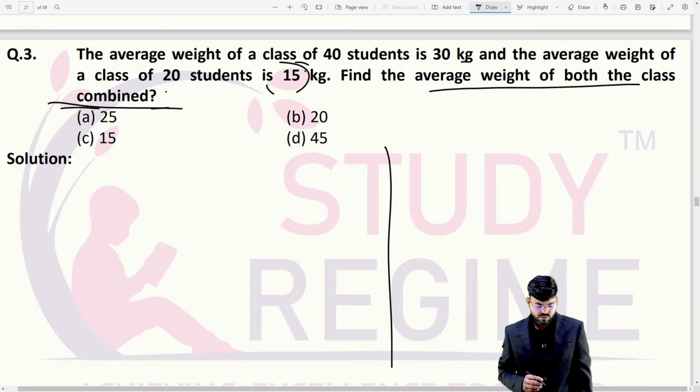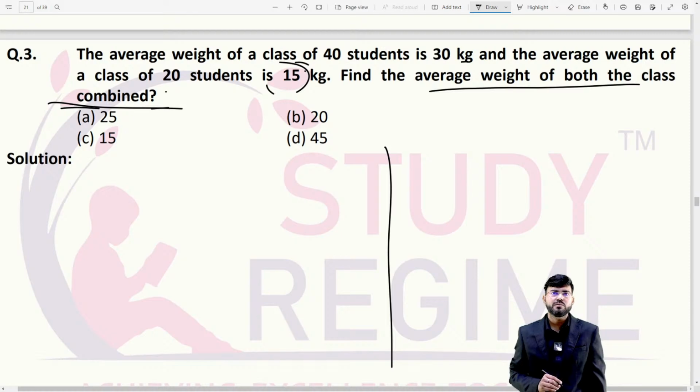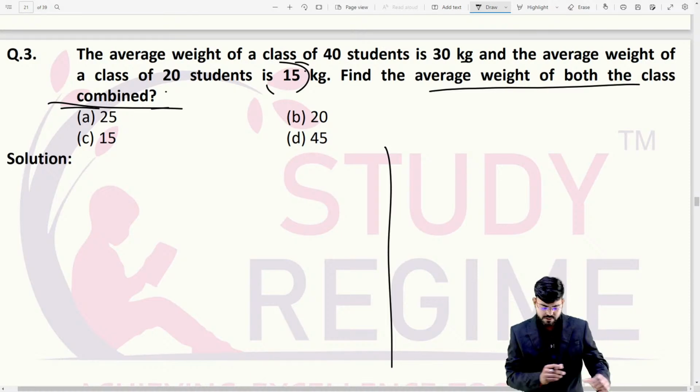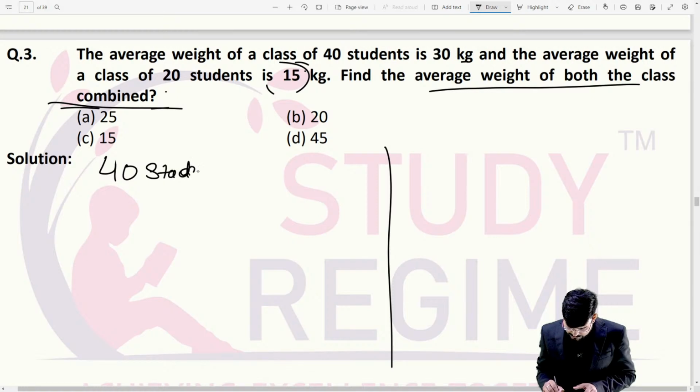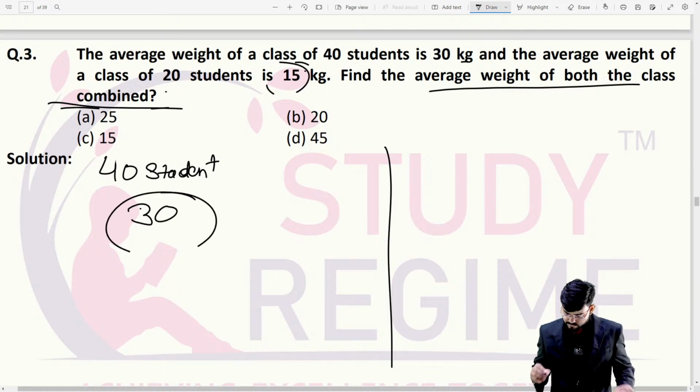See, this question you can solve by average also, but since we are doing mixture and alligation, we will try to solve with this only. Okay. So write it down. It is given the average, how many students are there? Here the number of students are given and their average weight is 30. It is combined with a class of 20 students.